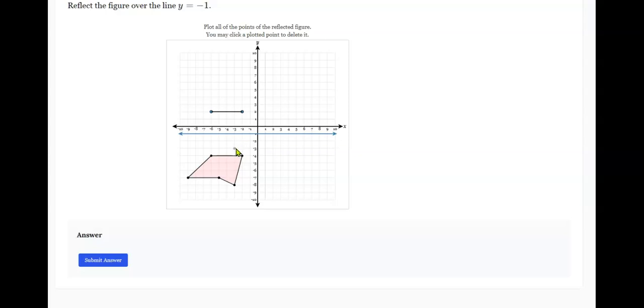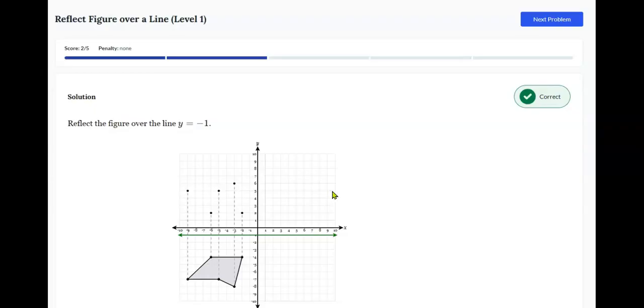This one is 1, 2, 3, 4, 5, 6, 7 units down from the blue line. So 1, 2, 3, 4, 5, 6, 7 units up. 6 units down, 6 units up, and 6 units down, 6 units up. Hit submit and watch the transformation.